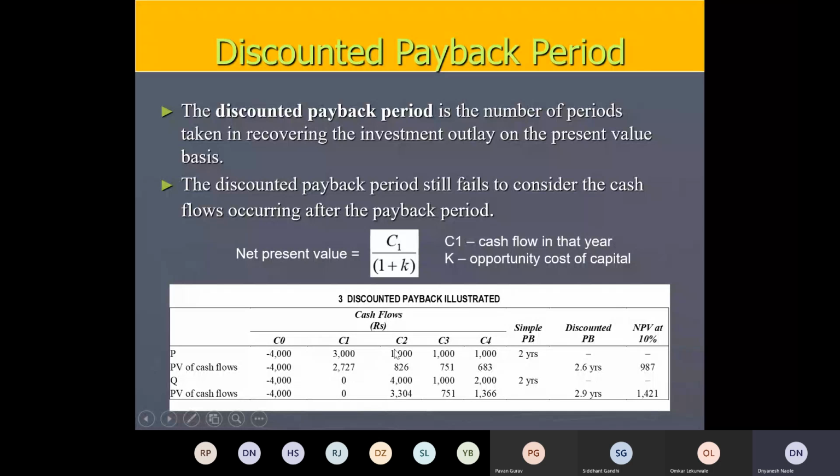Same way, if we want to find out the 1,000 rupees which we are going to get after 2 years as the inflow, since we invested 4,000 rupees in that project, 1,000 rupees are going to come as a profit or a cash inflow after 2 years. So it will be 1,000 upon 1 plus 0.1 raised to the power 2. If you calculate that, it comes to 826 point something, so rounding off, it is 826 rupees. I hope you understood this present value concept.